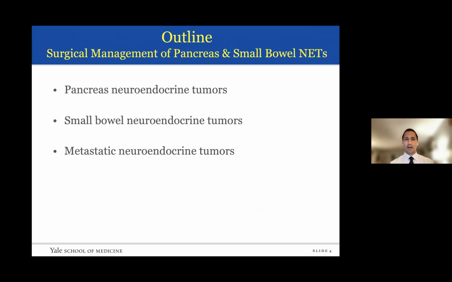So for the remainder of the talk, we'll break it up into 3 different sections. One will be the pancreas neuroendocrine tumors, which I'll talk about first. I'll follow that with the small bowel neuroendocrine tumors. And lastly, we'll talk about metastatic neuroendocrine tumors as well. These are common surgical scenarios that maybe some of your patients have experienced, and hopefully this will provide some guidance.